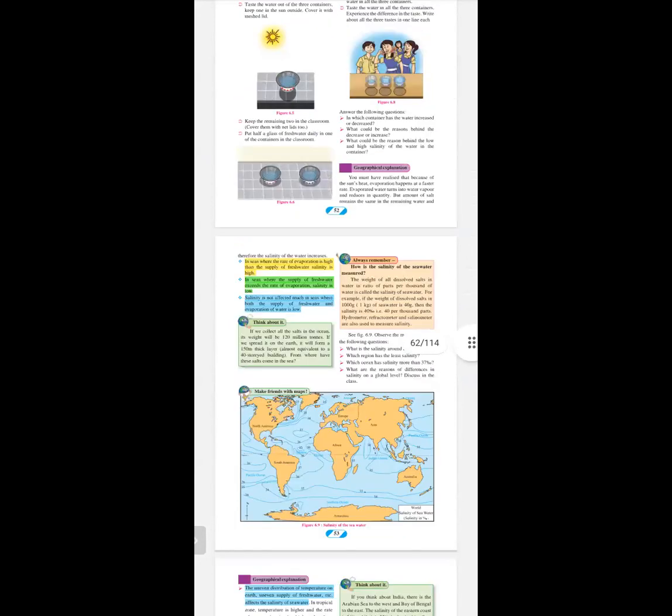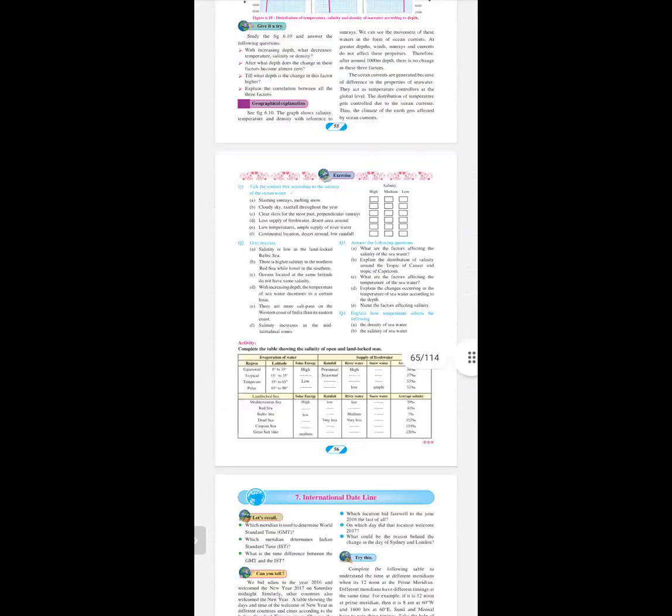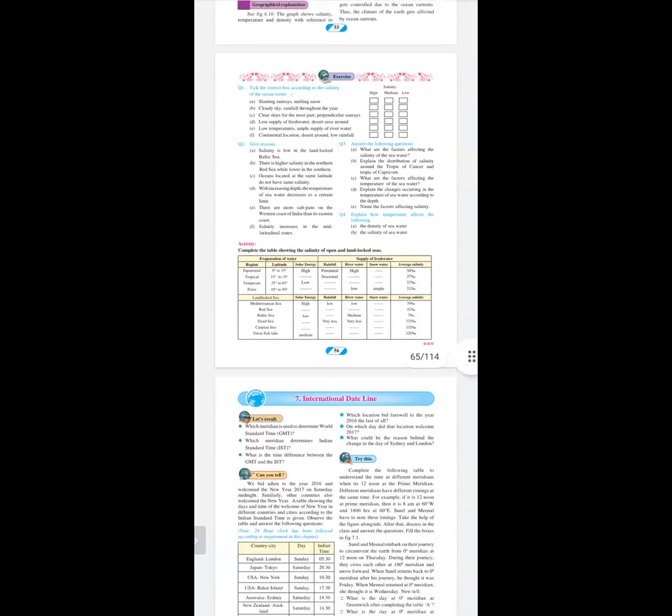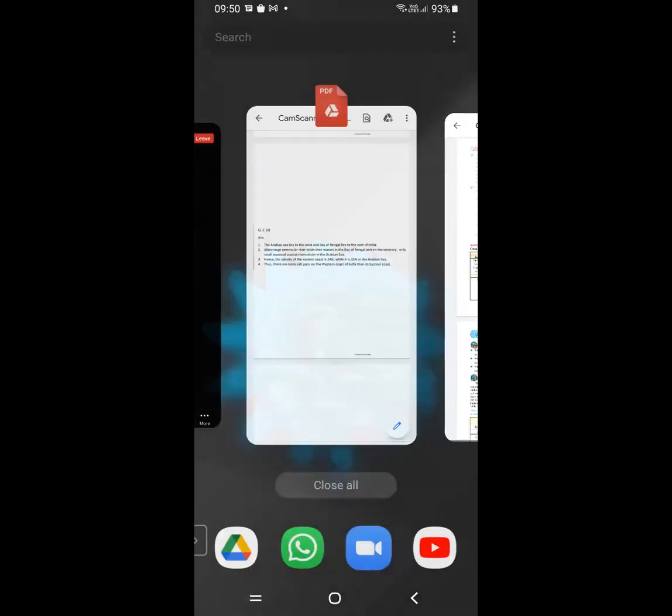Yesterday we started question number 3, on salinity increasing. Answer the following questions. What are the factors affecting the salinity of seawater? Okay, I will show the answers.